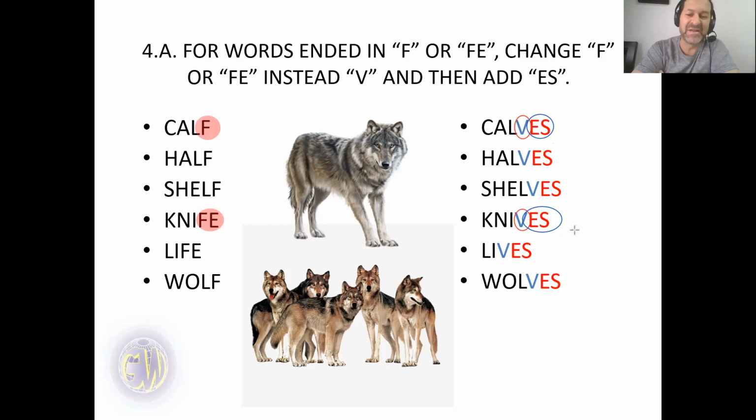Actually, calf is an animal, you know, in Spanish, ternera, but it is also a part of your body. I'm talking about pantorrilla. Half, halves, mitad, mitades. Shelf, shelves, repisa, repisas. Knife, knives, cuchillo, navaja, navajas. Life, lives, wolf, wolves, vida y lobos. Here, something comes into my mind about pronunciation.